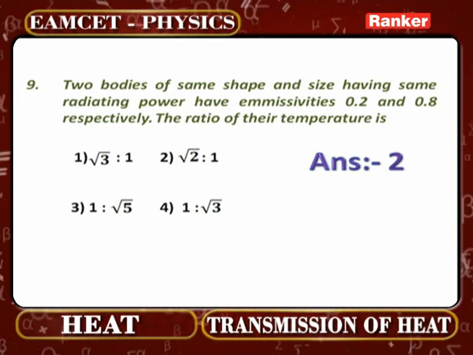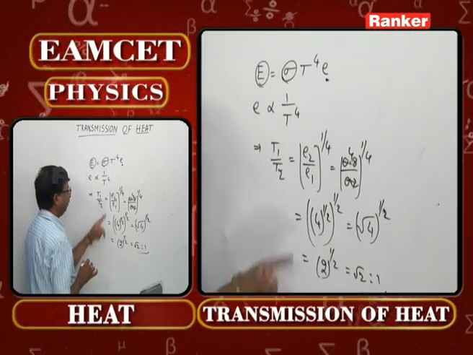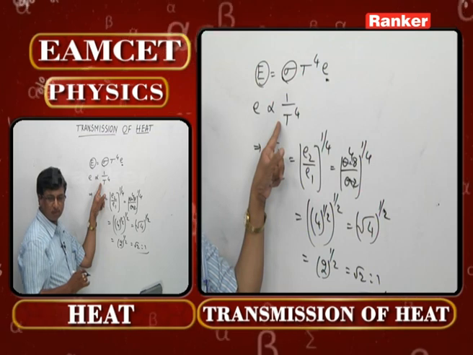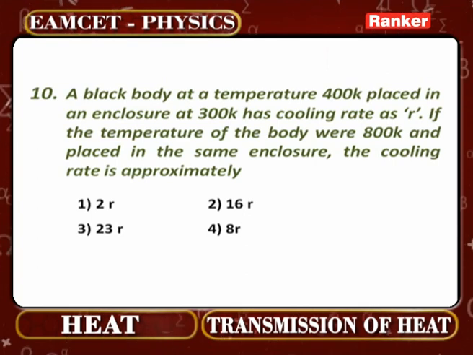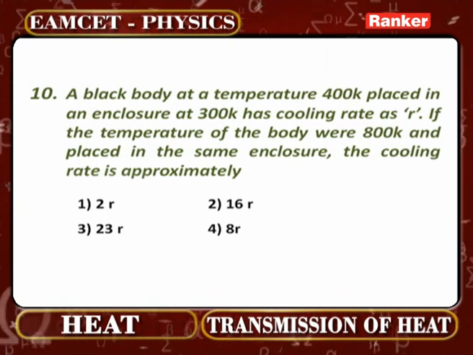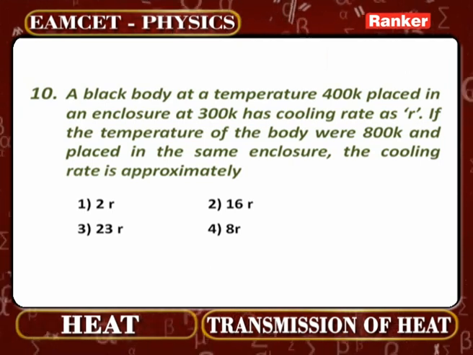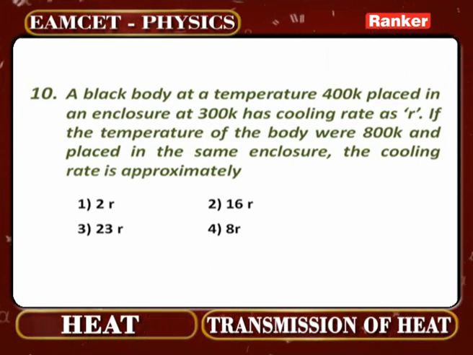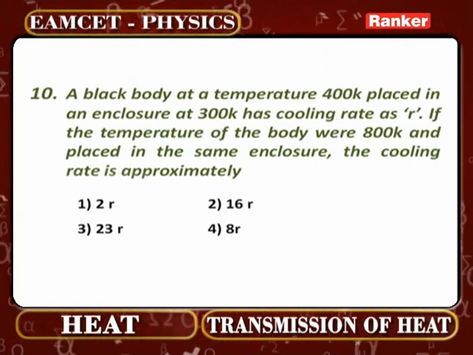Okay, so whenever emissivity values are given, you just have to take this formula for the relation between E1 and E2 respectively. Look at the next problem, that is problem number 10. A black body at a temperature 400 Kelvin placed in an enclosure at 300 Kelvin has cooling rate R. If the temperature of the body were 800 Kelvin and placed in the same enclosure, the cooling rate is approximately how much? That is the concept. Again, you have to think of the same radiating power, nothing else in this particular case. E1 by E2.